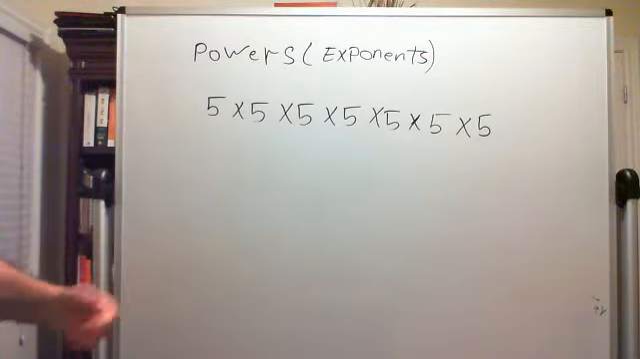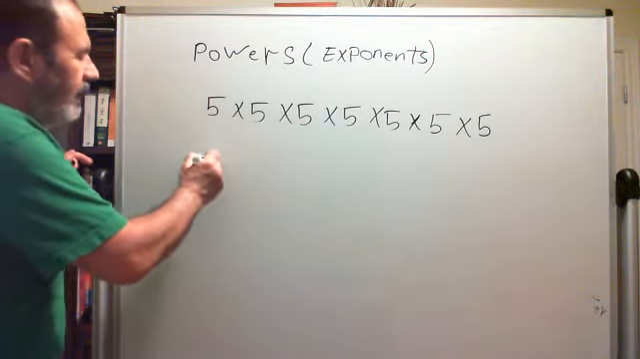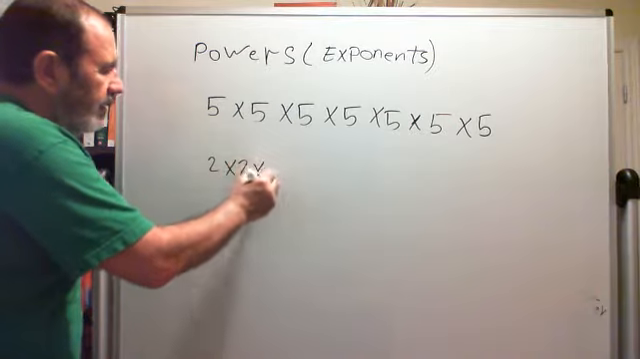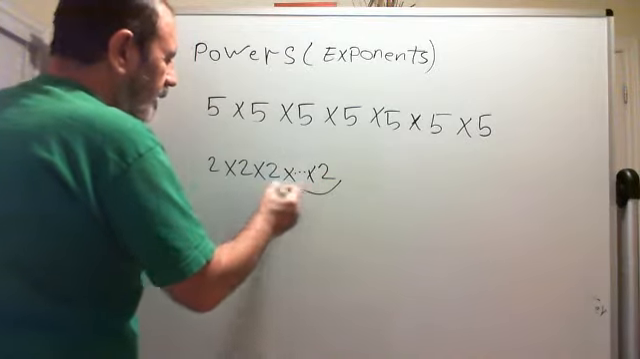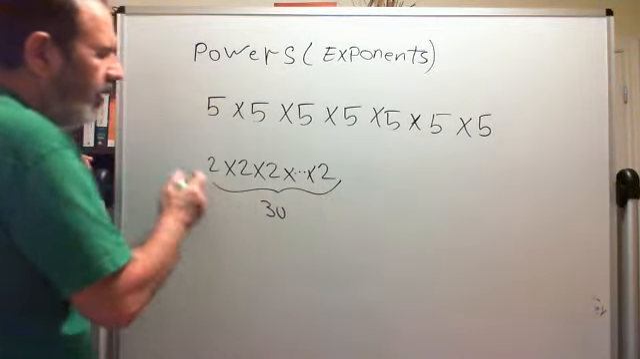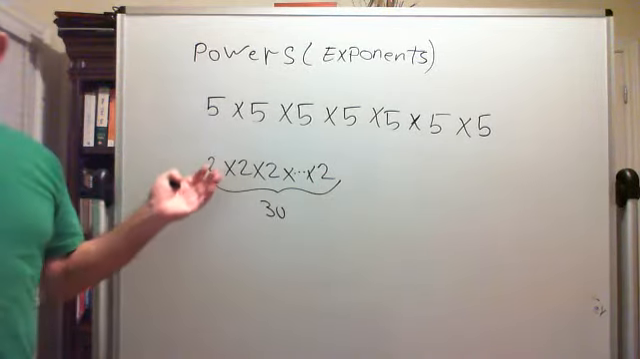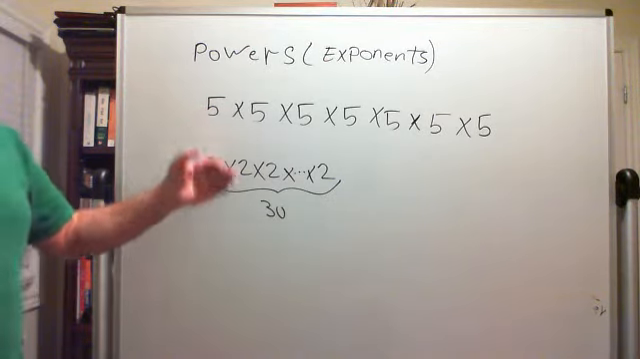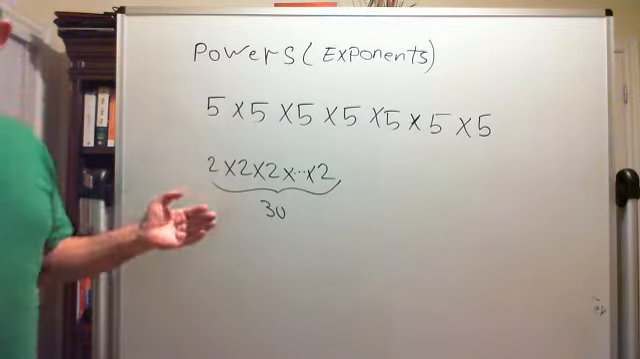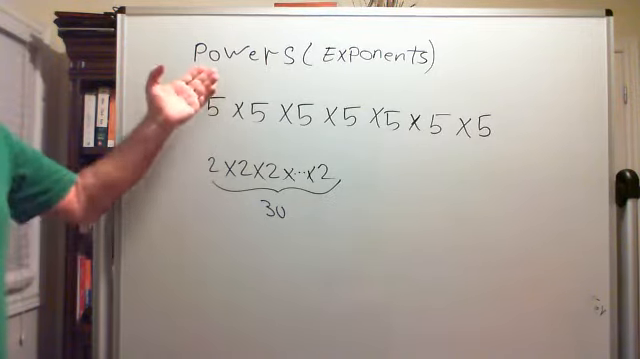Let's say I want to multiply 2 by itself 30 times. Can you see it's hard if I want to write this one, 2 multiplied by itself 30 times. So to make it easier, to make it more simplified to show this one, we use power.